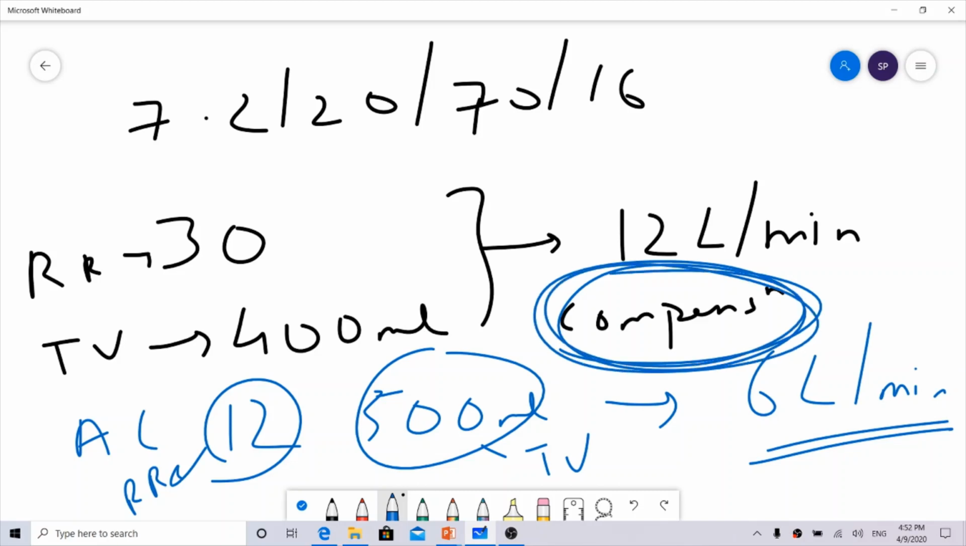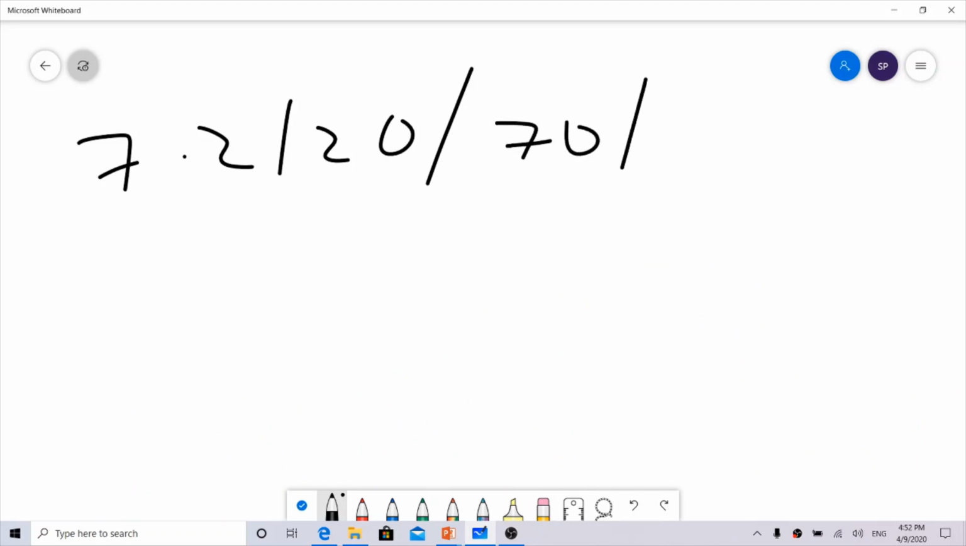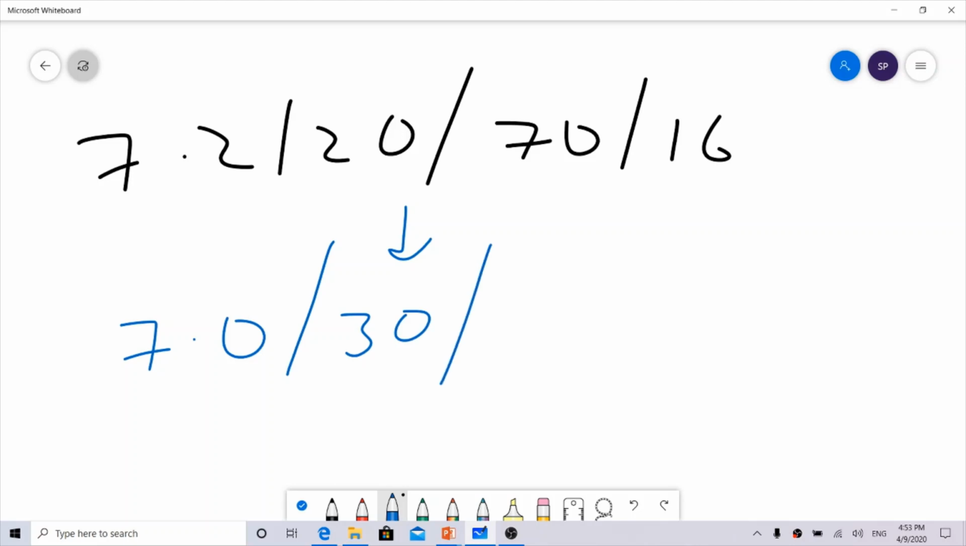Just think about it. What will happen to this compensation? What will happen to this pH? I'll tell you what will happen. This particular thing, so what you are having of 7.2, 20, 70 and 16. If you do that new setting, what will happen? This will change to somewhere around immediately to 7. This will start going up to, let's say, 30. This will remain, let's say, 72, and this again will remain 16.